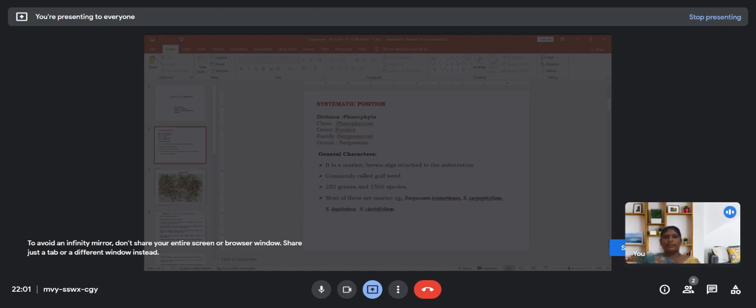It is commonly called Gulf weed because it is commonly seen in the Gulf region, which has around 250 genera and 1500 species, most of them marine. Examples: Sargassum tenerimum, Sargassum carpophyllum, Sargassum duplication, and Sargassum chrysifolium.